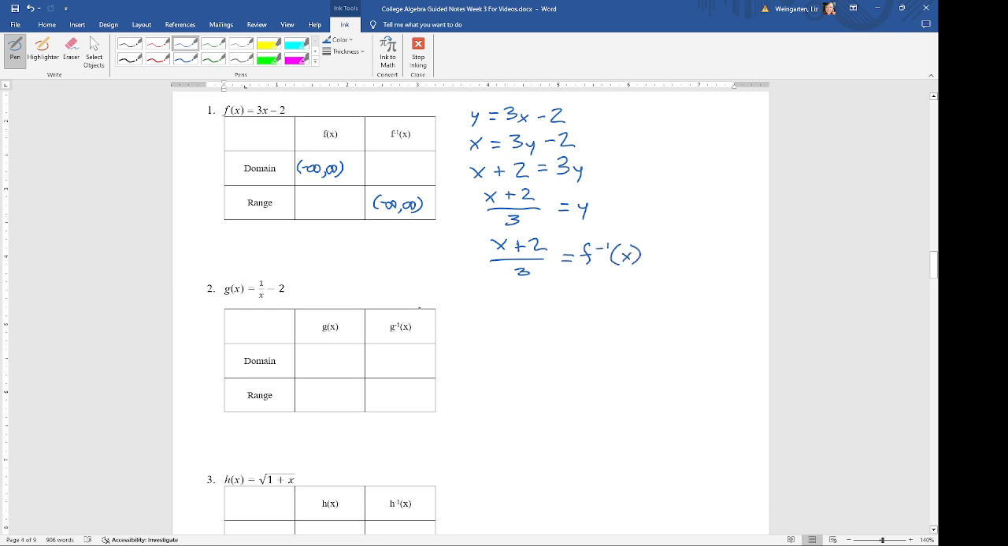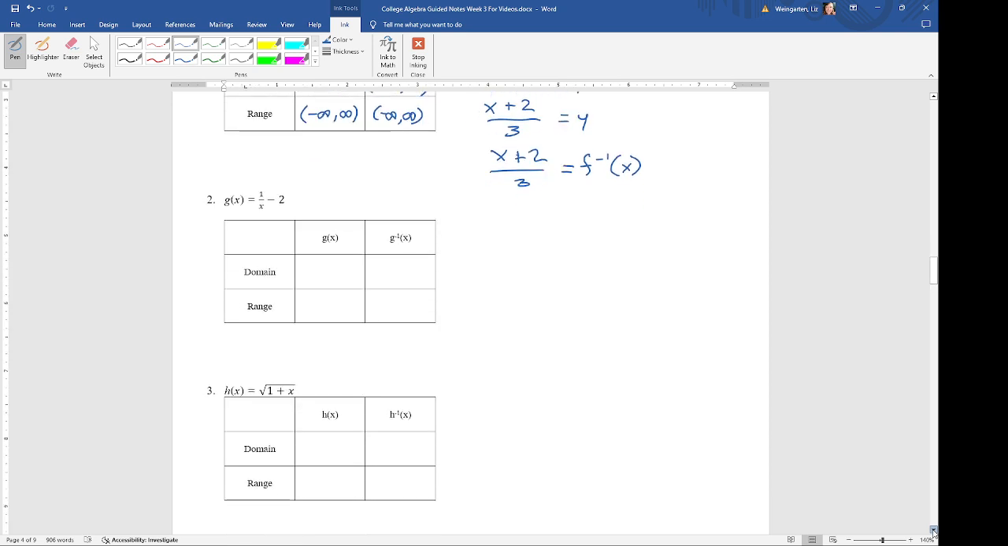Are there any domain restrictions on this function? There's no x's in the denominator, so there are no domain restrictions. So it goes from negative infinity to infinity. Therefore, the range of our initial function is also negative infinity to infinity. Let's check out problem number 2.